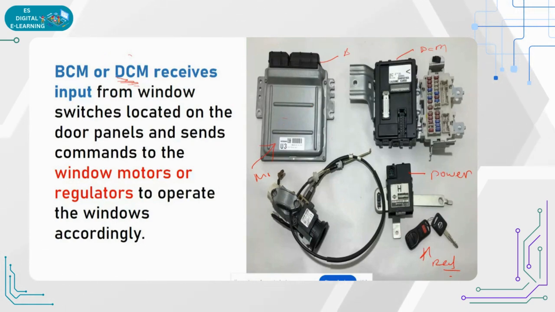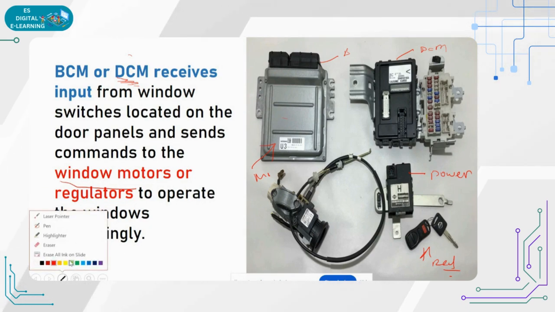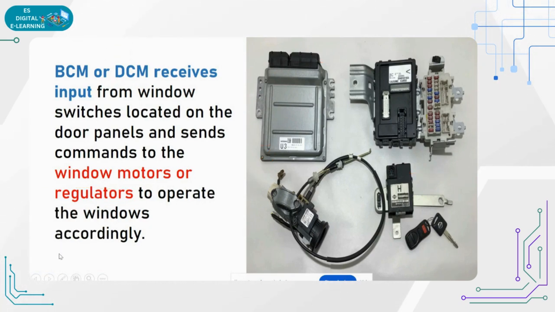Here the DCM or the BCM receives the input from the window switches located on the door panel and sends the command to the window motor, which operates the window. Whatever input you give to make the window go up or down is given with the help of the switches, and that information goes to the controller. Based upon your input, the feedback is given to the cluster display, where you can see the feedback.